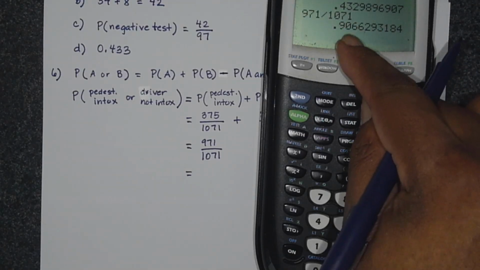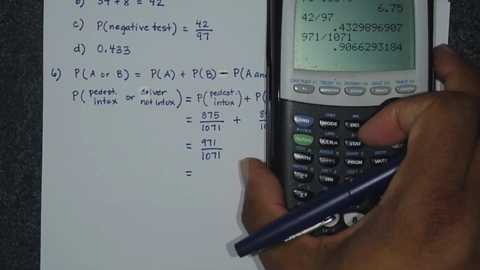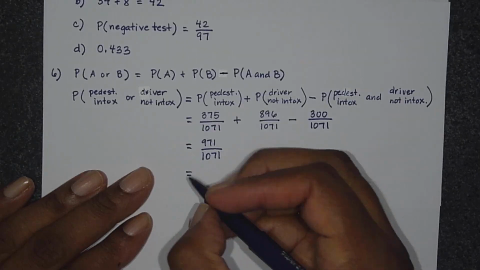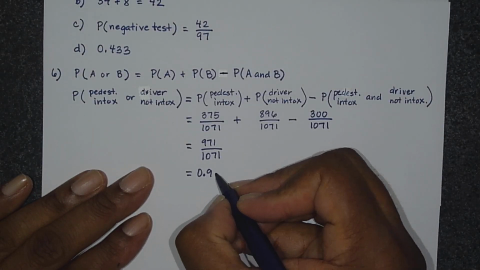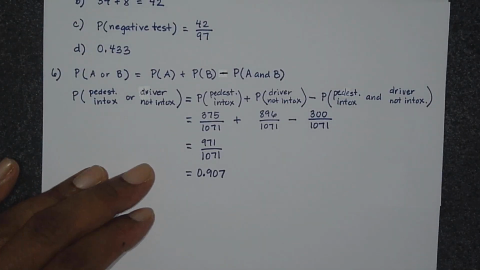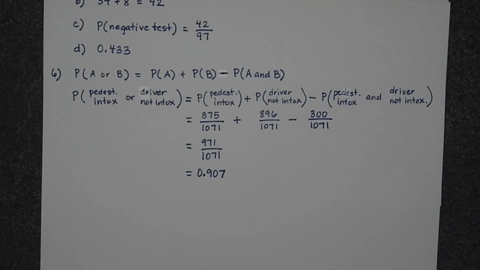Yeah, 0.907. That would be the three decimal place probability. So the probability that a randomly selected pedestrian death, well, the probability that the pedestrian was intoxicated or the driver was not intoxicated would be 0.907. Okay. Are there any questions about problem number 6?